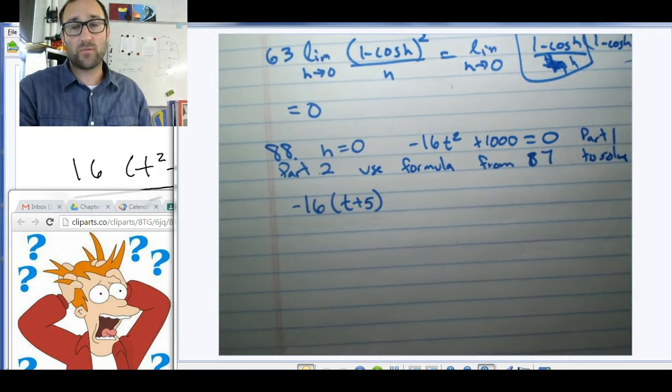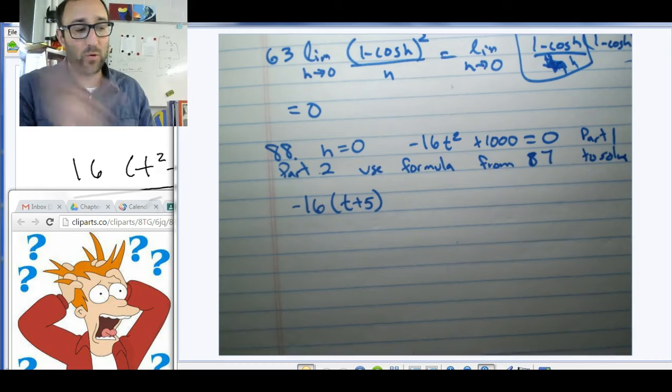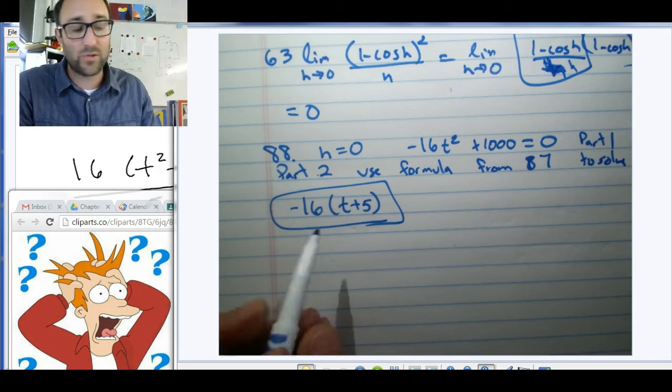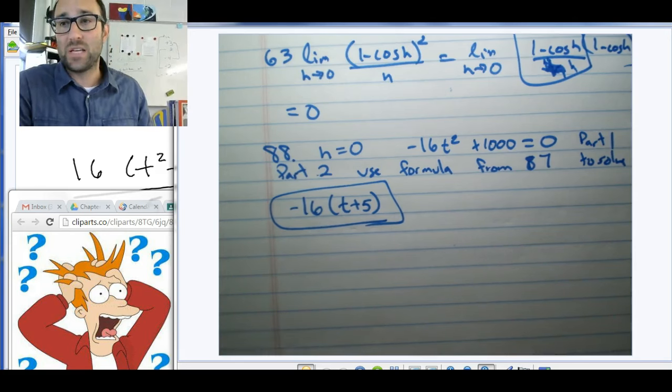So really, there are two parts. First, we need to know how long it takes, and then two, we're going to use the formula from number 87 that we did in class, which was this part. So that's going to be part 2. Part 1, we need to know what t is when that happens.